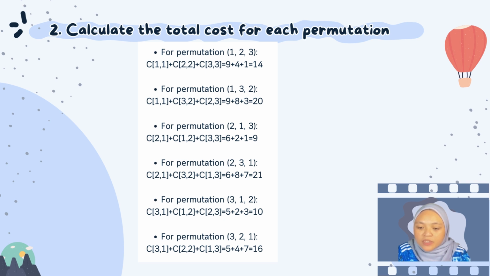For the next permutation, we get person 1 job 1, person 3 job 2 plus person 2 job 3, which is 9 plus 8 plus 3 equal to 20, and so on until the last permutation, which is person 3 job 1 plus person 2 job 2 plus person 1 job 3, which is 5 plus 4 plus 7 equal to 16.